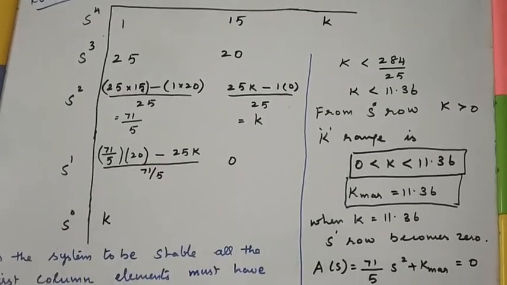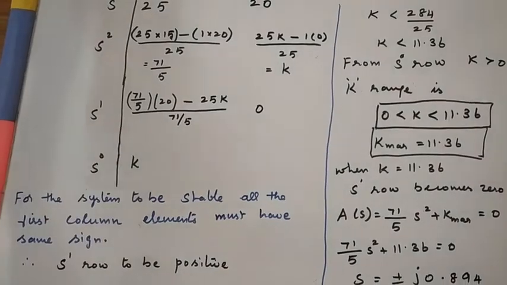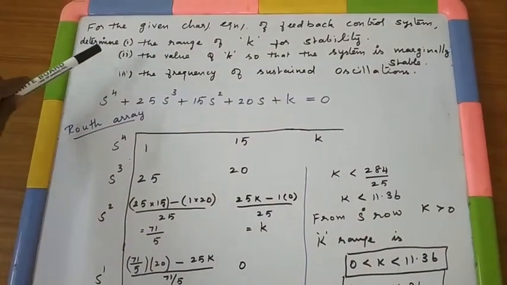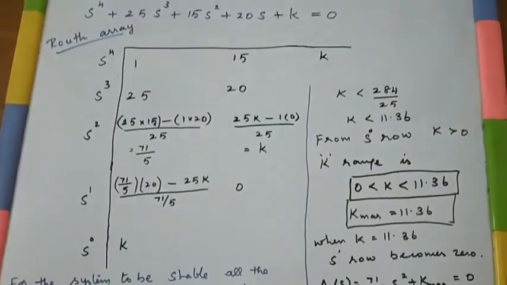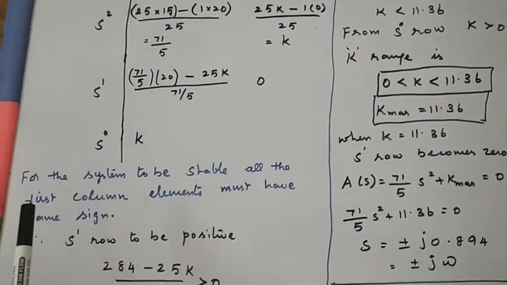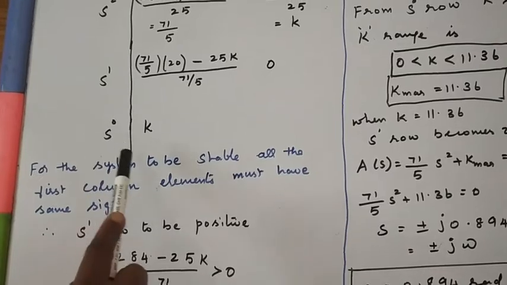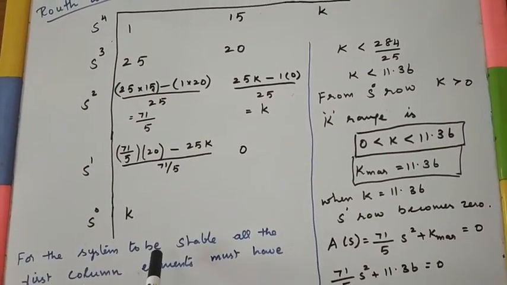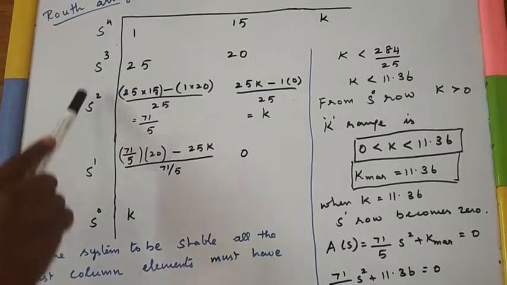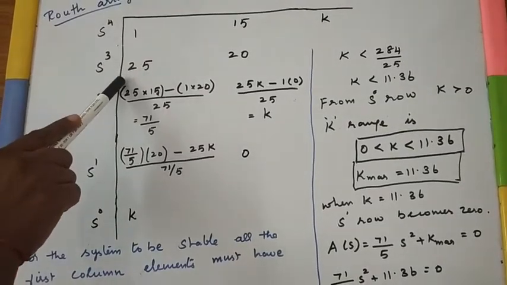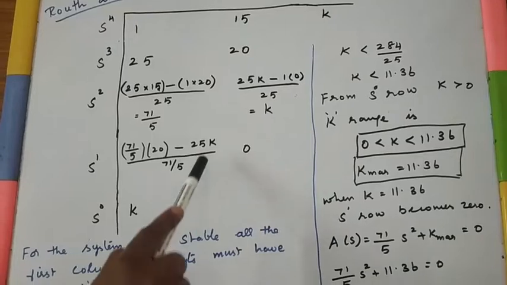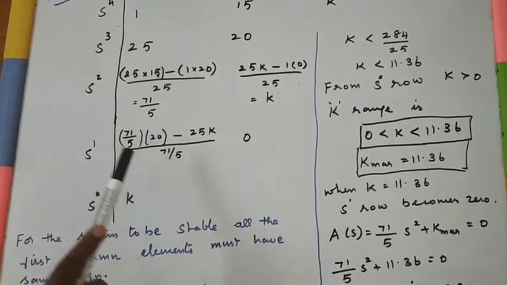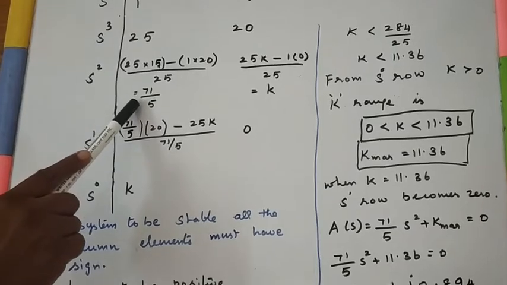After this, let us do the first subdivision. In the first subdivision, we have to find out the range of k for the system to be stable. For the system to be stable, the constraint is that all the first column elements of the Routh array must have the same sign. Here this is positive, here this is positive. That means all the other elements in the first column of the Routh array must also be positive. So this, 71 by 5, is positive.